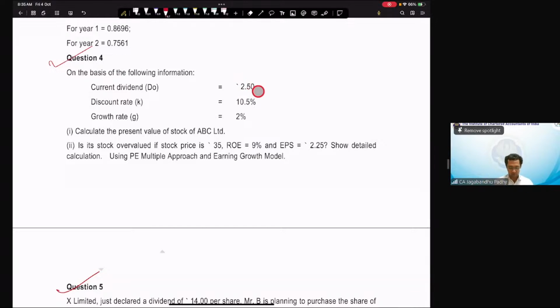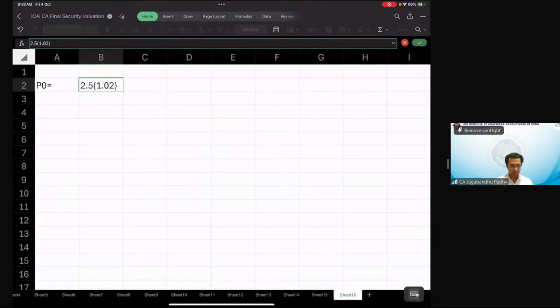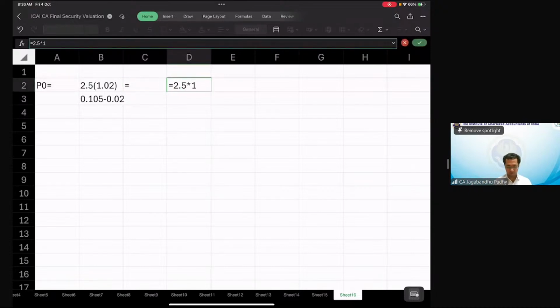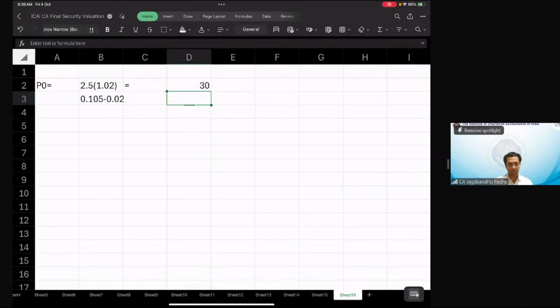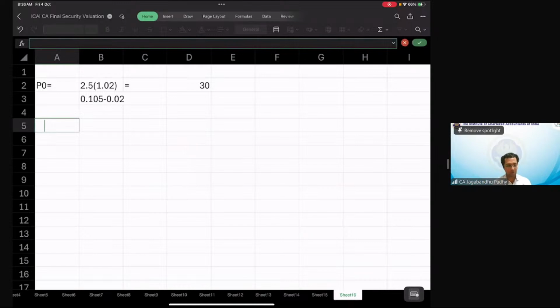So we can simply get the price P0 is equal to D1 divided by 0.105, which is 10.5% minus 0.02. So this is like 2.5 multiplied by 1.02 divided by 0.1043. Correct? So that's the first part then. The second part is, is the stock overvalued. You have to compute whether it is overvalued or not.